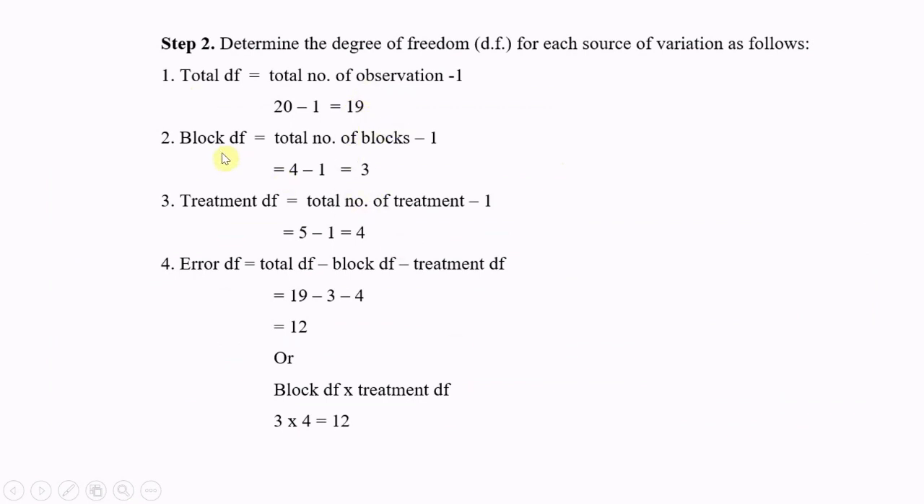Similarly, we have 4 replicates. So 4 minus 1 is your degree of freedom for replicates. Then how many treatments? We have 5 treatments. So 5 minus 1, 4, is your treatment degree of freedom. And then the error degree of freedom. The formula for error degree of freedom is total degree of freedom minus block degree of freedom minus treatment degree of freedom. Another way is to multiply the block degree of freedom with the treatment degree of freedom, and you can obtain the error degree of freedom. So this is your second step.